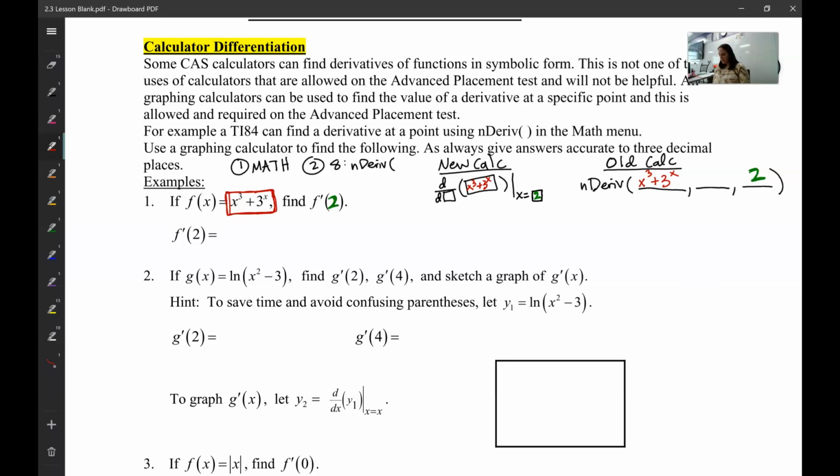Then this last part right here, this is telling your calculator what variable you're in. Or what variable, I should say, you're differentiating. So for this one, I want to find f prime, which would be differentiating with respect to x. So I would put x right there. And in your old calculator, that's in the middle spot.